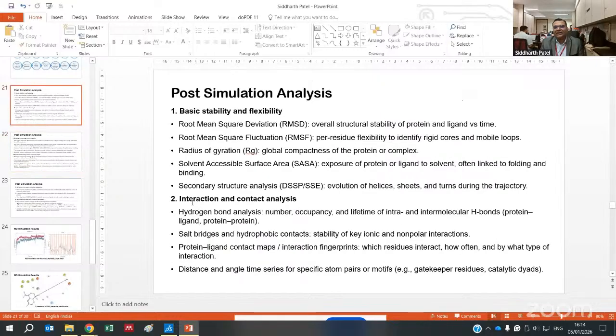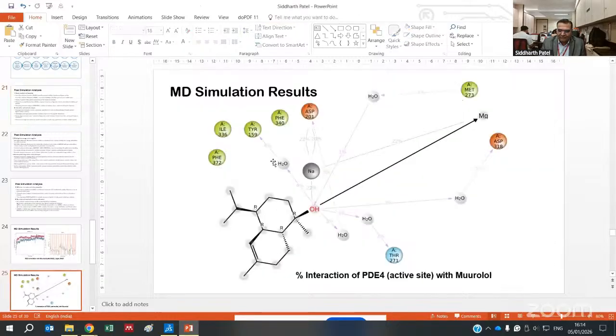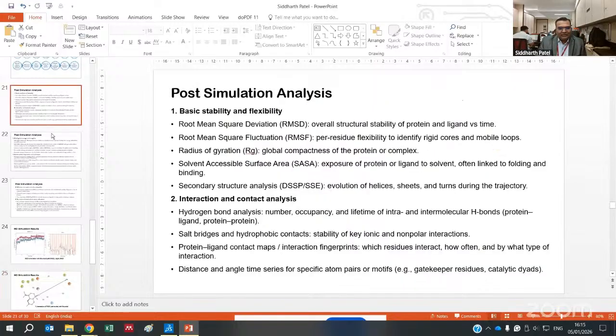Then the second one, interaction and contact analysis: hydrogen bond analysis, salt bridges, hydrophobic contacts, protein ligand contacts, and distance and angle. Yes, distance and angle will be like this. So this is a murolol molecule, one of the molecules in the study, and here we see which amino acids are reacting with that molecule. The percentage is also mentioned here, that murolol oxygen is reacting with aspartate 201 or methionine 273. So the distance and percentage, both of them are mentioned.